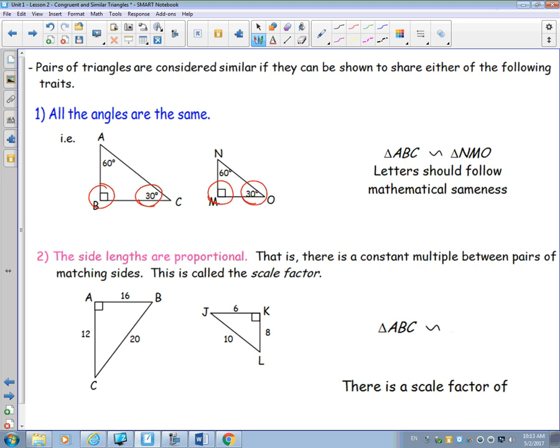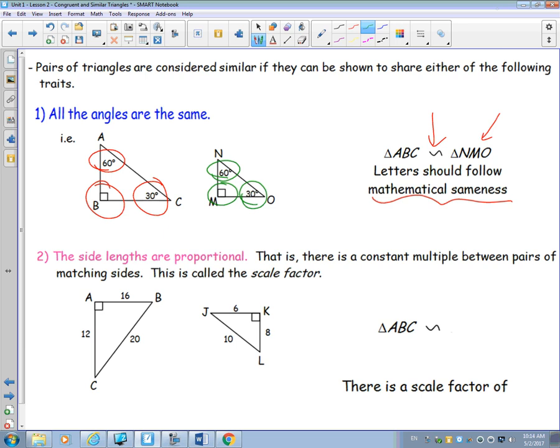Now notice this time triangle ABC is similar to NMO. This is not in alphabetical order, and it doesn't have to be. In fact, it rarely is, but it does have to fall in order of mathematical sameness. So if we look back at triangle ABC for a second, when I labeled ABC, I had a specific set of angles. A was angle 60, B was angle 90, and C was angle 30. Well, the second triangle has to follow the exact same order. So it had to start with the 60, and then the 90, and then the 30. Regardless of what the letters order are, the math has to be the same inside the triangle.